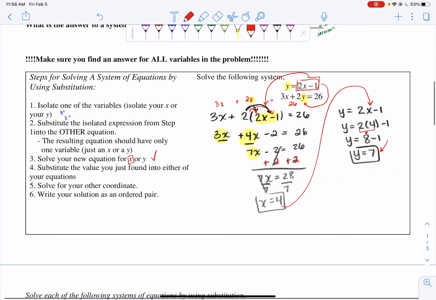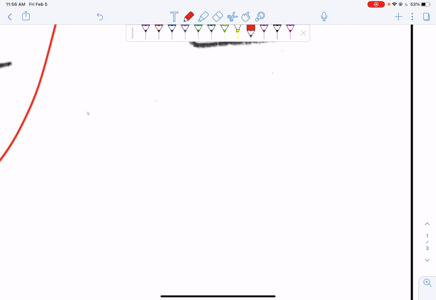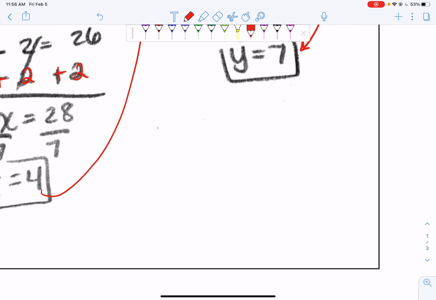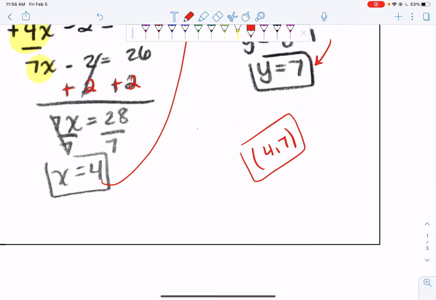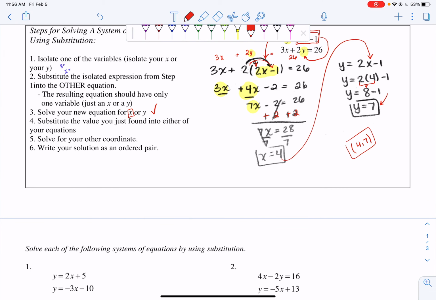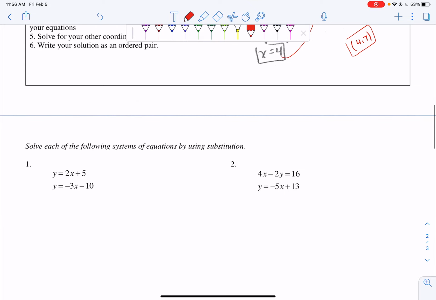So this is acceptable if you were doing a worksheet where you can write x equals 4 and y equals 7. On Delta Math and on Desmos, what we're going to expect is that you write it as 4, 7. And that would be your final answer. Okay, let's go on to these examples.